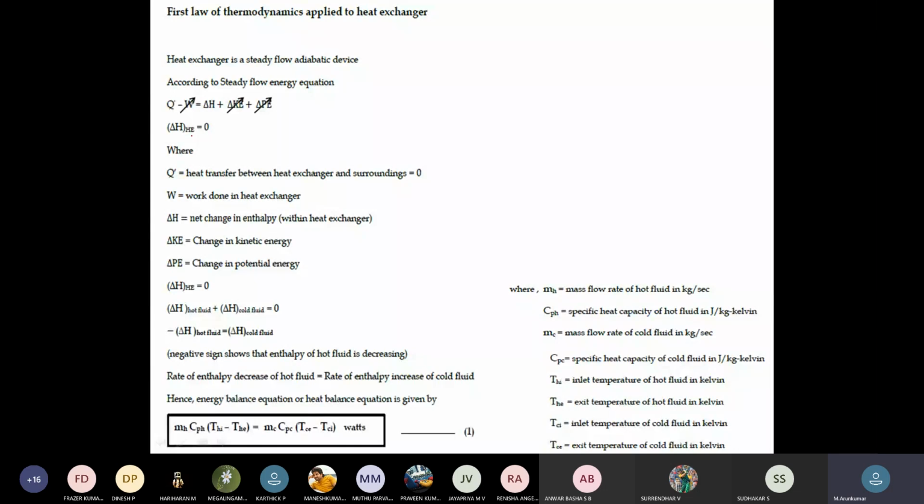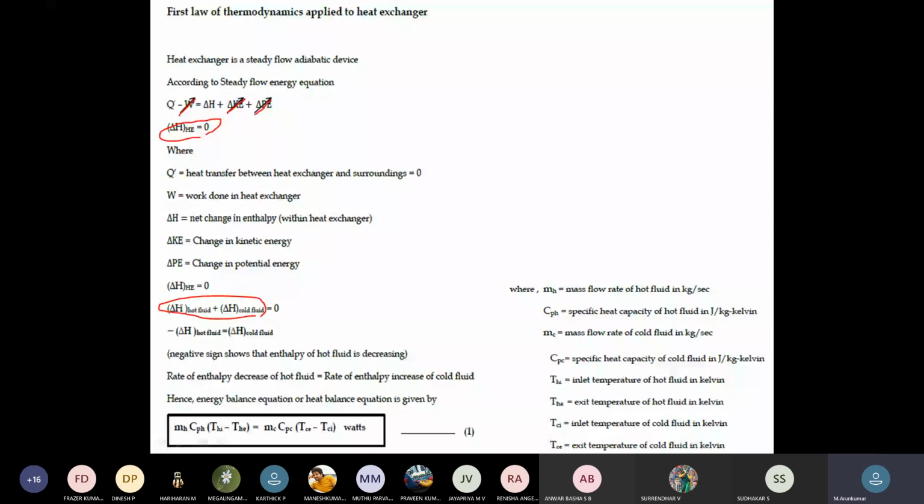There is no work, no kinetic energy, and no potential energy, so the equation will be Q dot equal to delta H. Since the device is adiabatic, Q dot will be equal to 0, so delta H is equal to 0. So we can have delta H in the hot fluid plus delta H in the cold fluid equal to 0, because we are using two fluids at different temperatures.